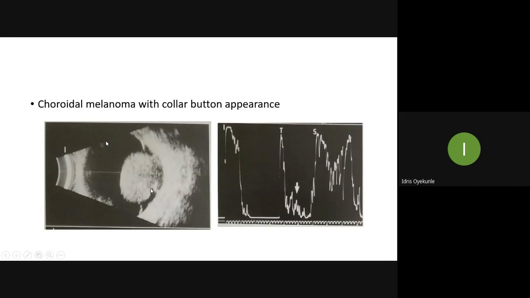So this is a B scan, an image of a patient who has this collar button hyperechoic lesion projecting into the vitreous cavity. As you can see here, with a very broad base. So this is a very big choroidal melanoma.